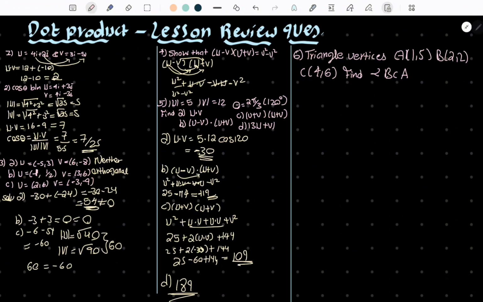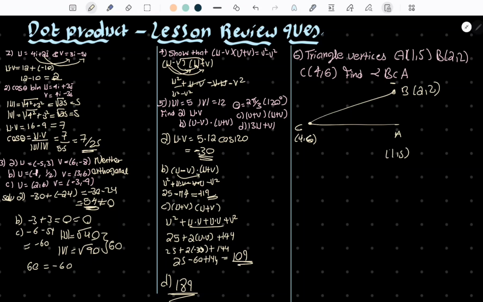So we are given these vertices of triangles, and our main goal is to find angle BCA. So please do this on your own. I'm going to give you guys a few seconds. So first, let's try to visualize this particular triangle. This is going to be C, because as you can see, this is C in the middle. So it's going to be 4, 6. This is going to be A. Its vertices is going to be 1, 5. And this is B. Vertices 2, 2.